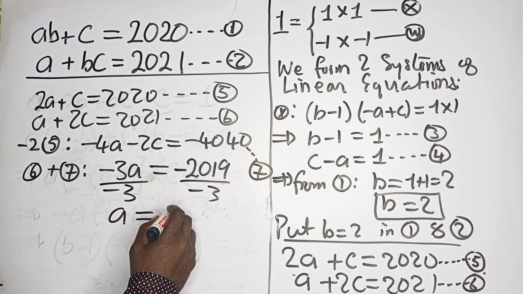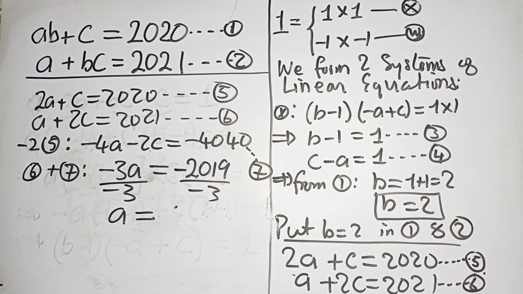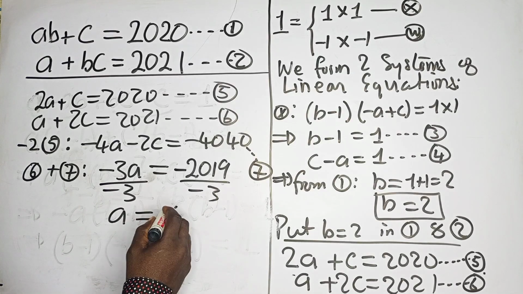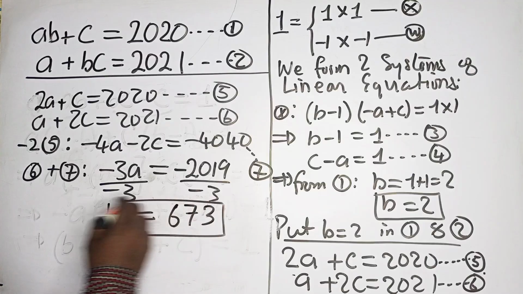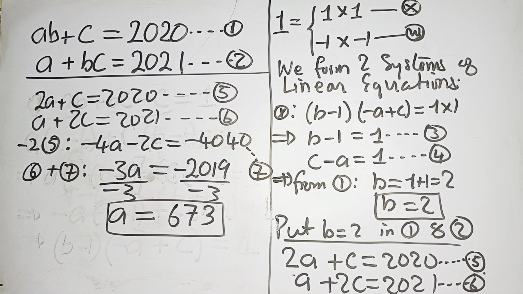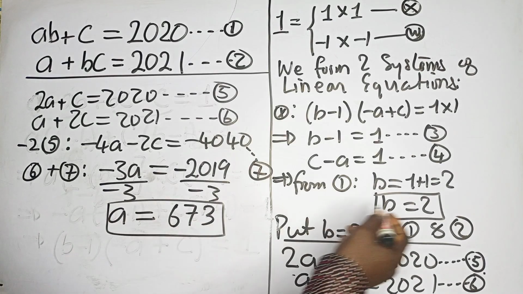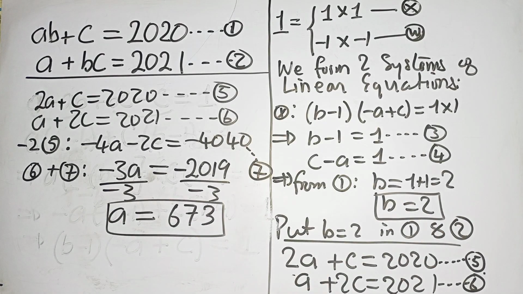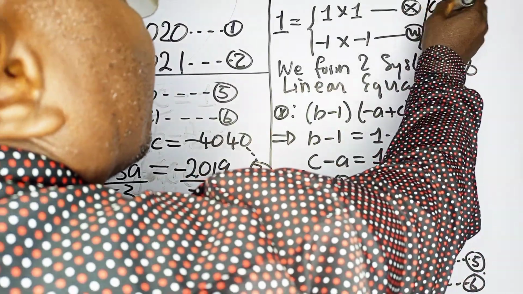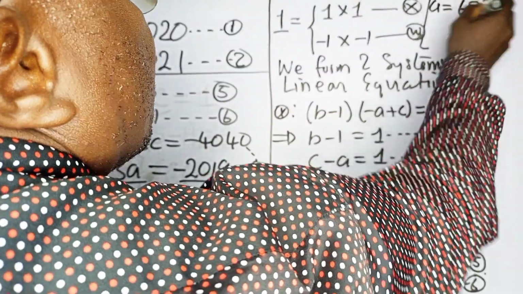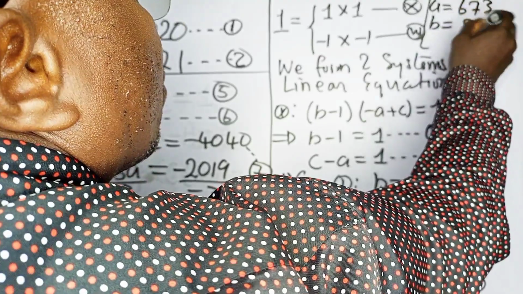Now from here, if we divide both sides by negative 3, we obtain the value of a to be 673. That gives us the value of a. The value of a is 673. We know the value of a, we know the value of b. Let's put it somewhere: a is 673, b is 2.